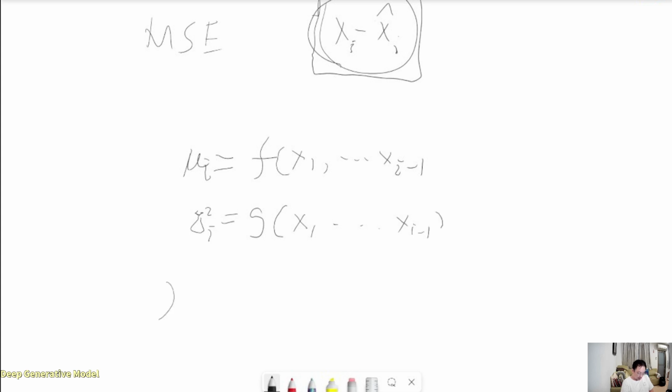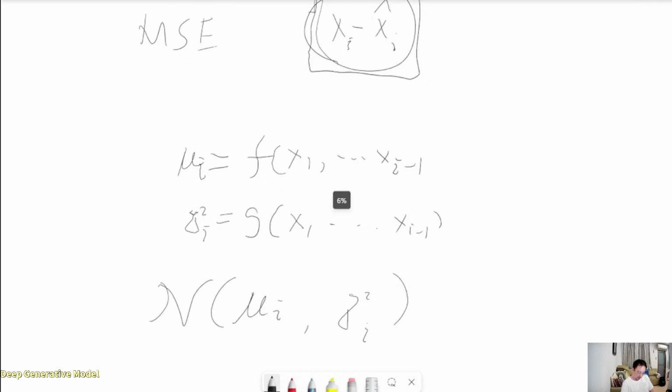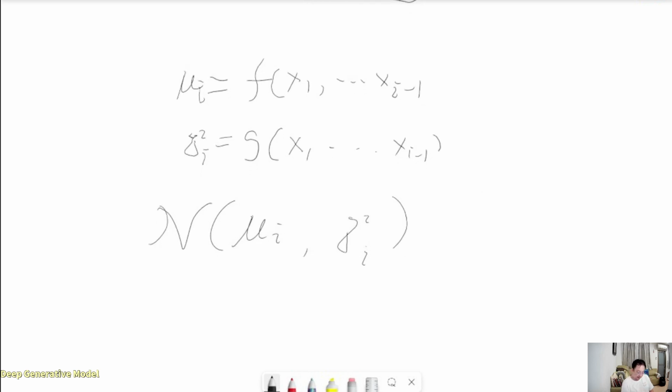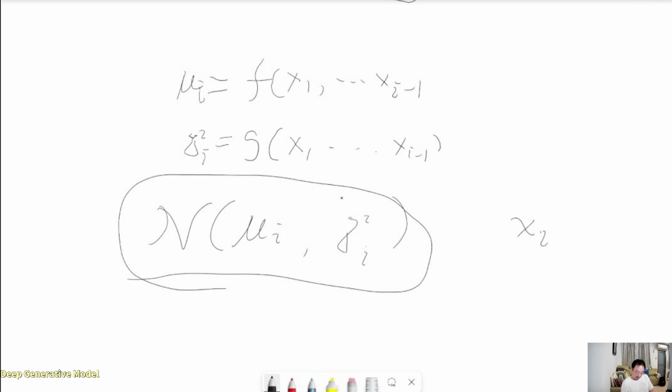And your output is a normal distribution of mu_i and sigma_i squared. So it is a normal distribution. In this case, because you have this distribution already, you can compute the log likelihood. Suppose the ground truth is x_i. Then you can compute the log likelihood. I will go into the detail when we talk about the variational autoencoder. We'll talk more about the log likelihood.